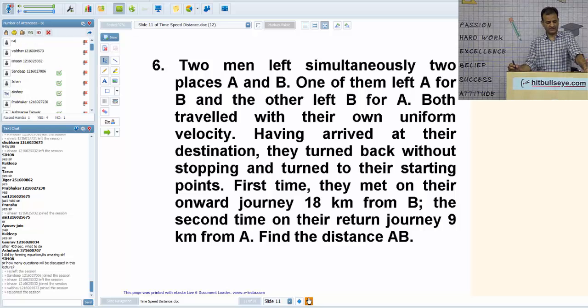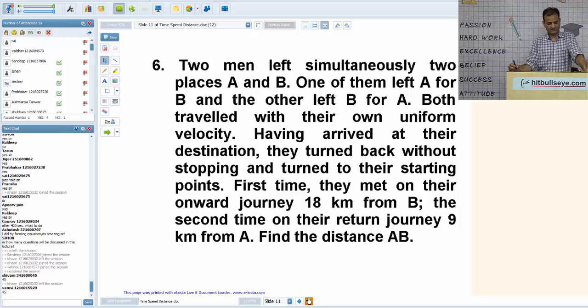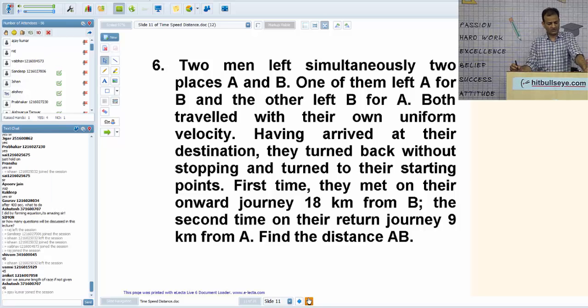2 men left simultaneously, 2 places A and B. Shivam has come with the answer. Vamsi has come with the answer. No, we can't assume. We have to find it, Aniket. For this question, there is again a shortcut. Vamsi and Shivam, are you aware of the shortcut?